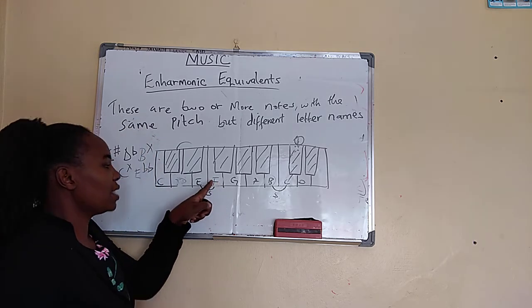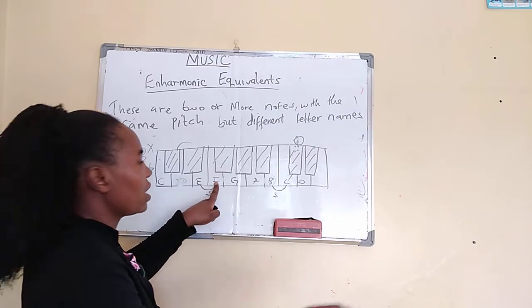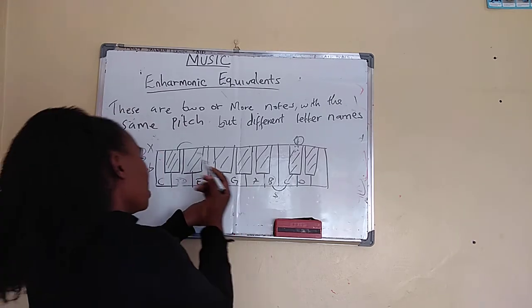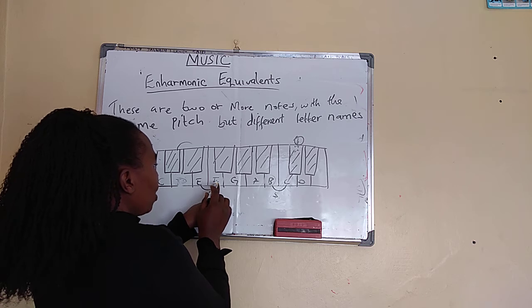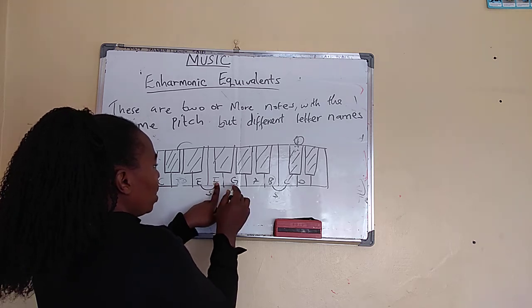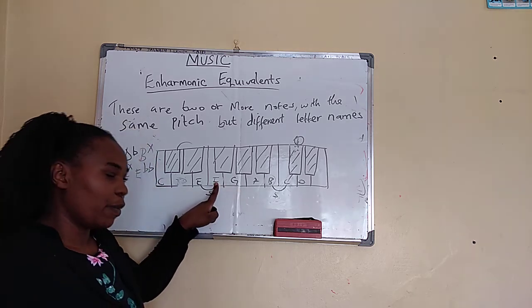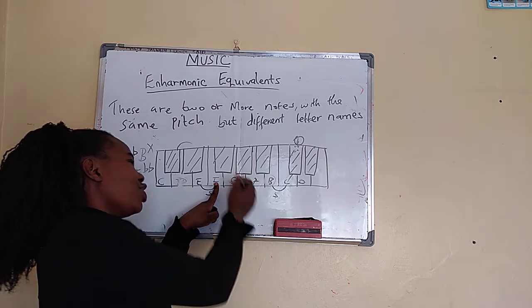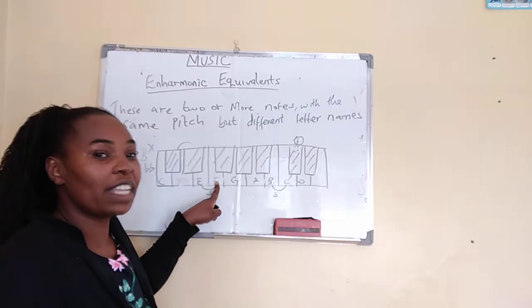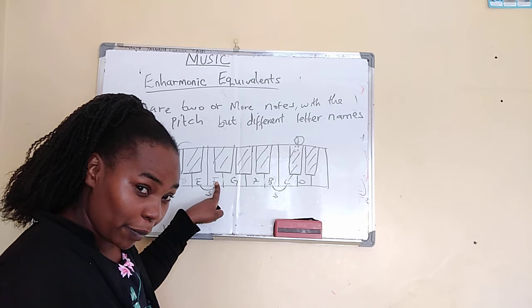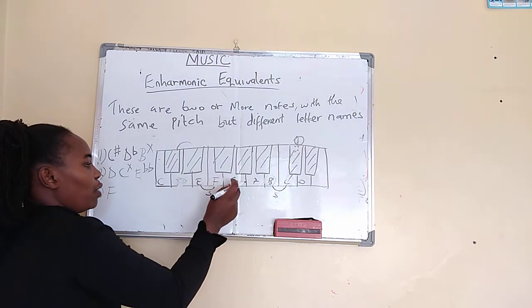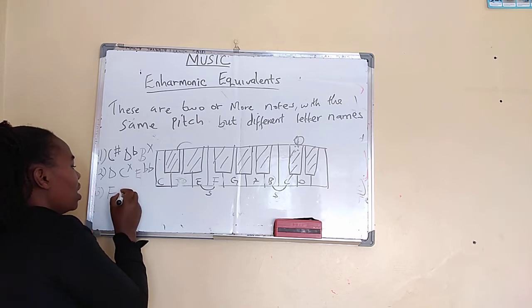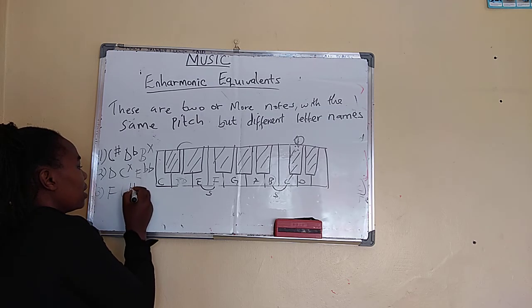I'll stand on F and look at the neighbors, on the left and on the right. On the right, what is the distance? F to G is a tone. So for me to bring back G to this one, I should lower it by a tone. So G, for me to bring it here, will be G double flat.